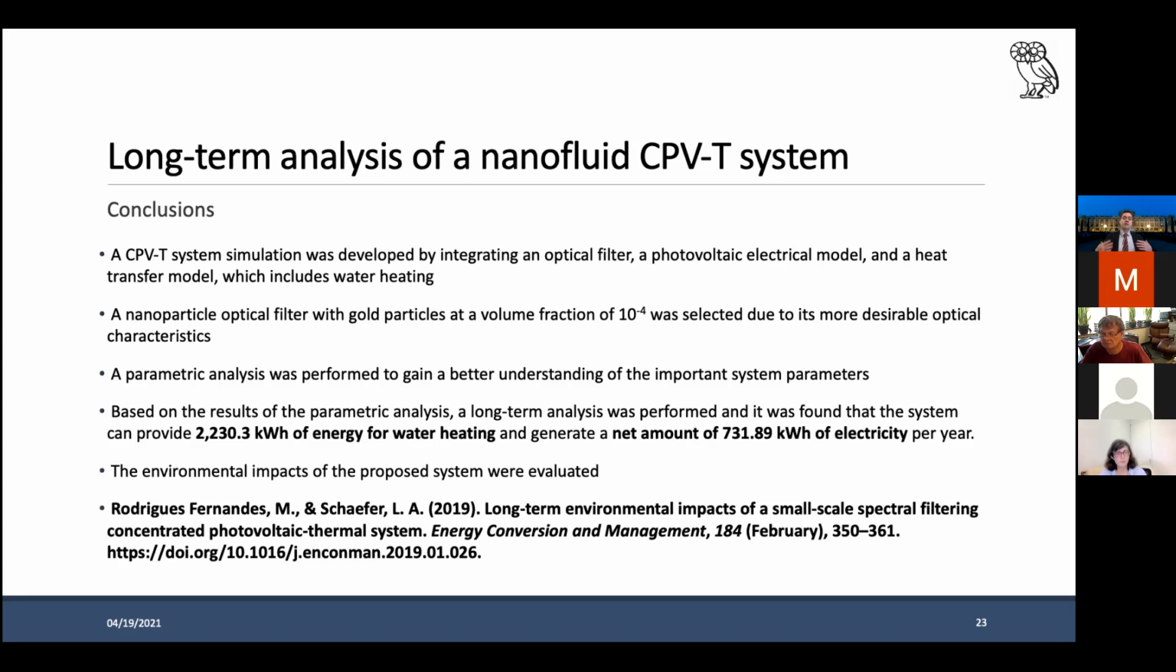Finally, we evaluated the environmental impacts of the system in terms of the potential to reduce carbon dioxide emissions. If you'd like to learn more about this work, it's been published in the Energy Conversion and Management Journal.